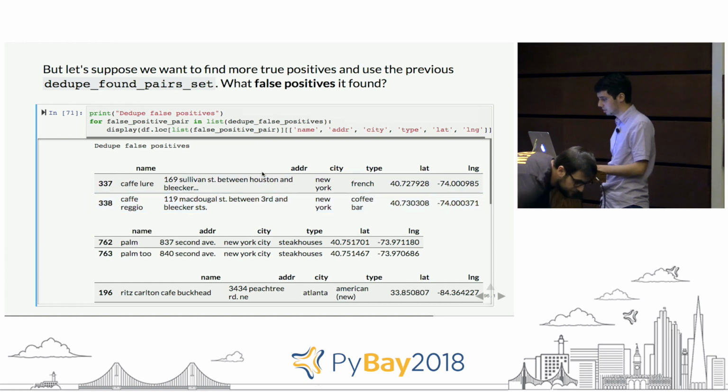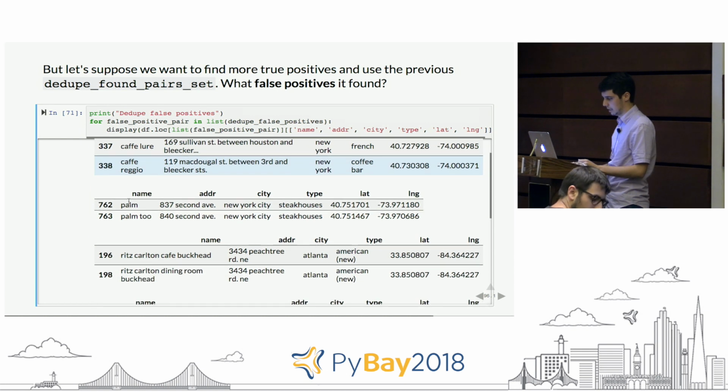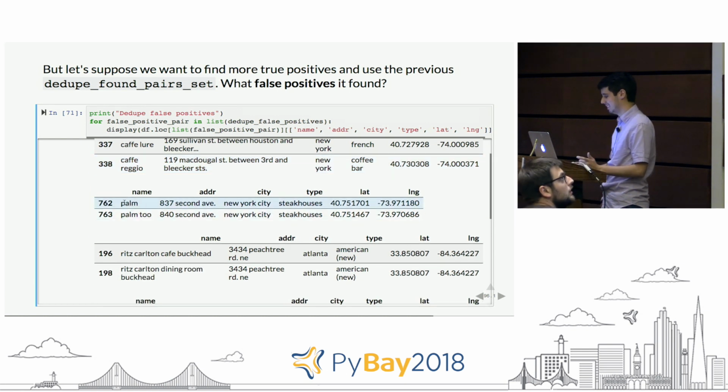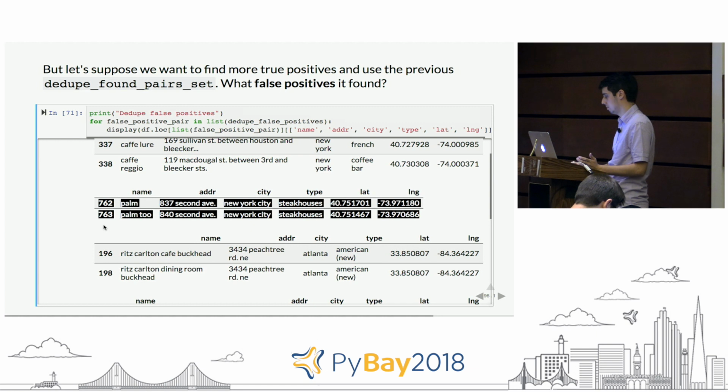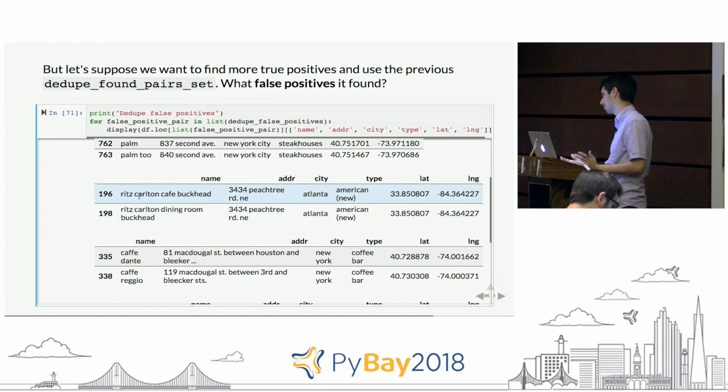Those are the false positives. This false positive here on Cafe Lure and Cafe Regio. This other false positive here. Even I would consider that as a match, but actually this isn't a match. But we shouldn't blame the dedupe for that. And again, the Ritz-Carlton case, that's very difficult.